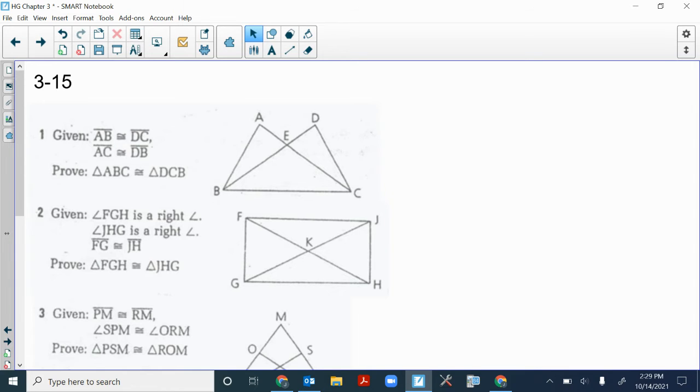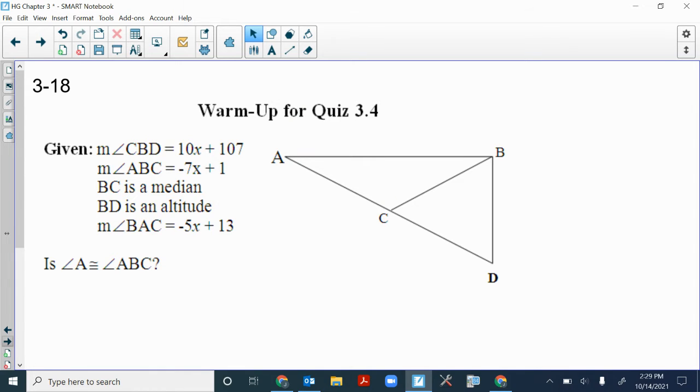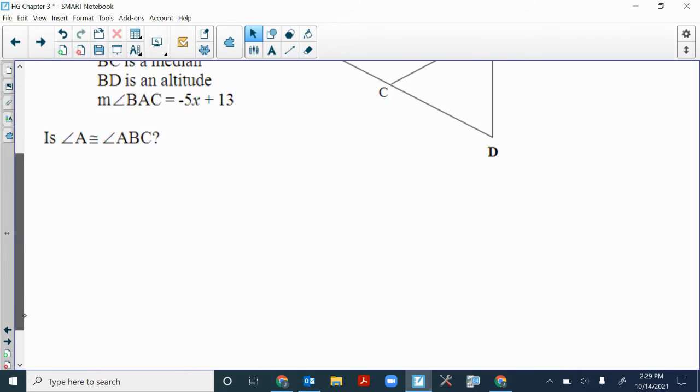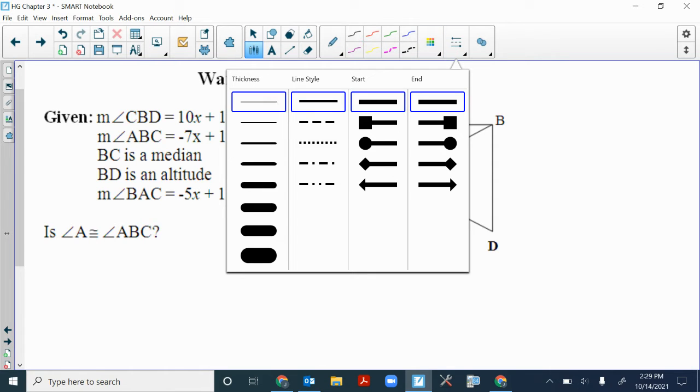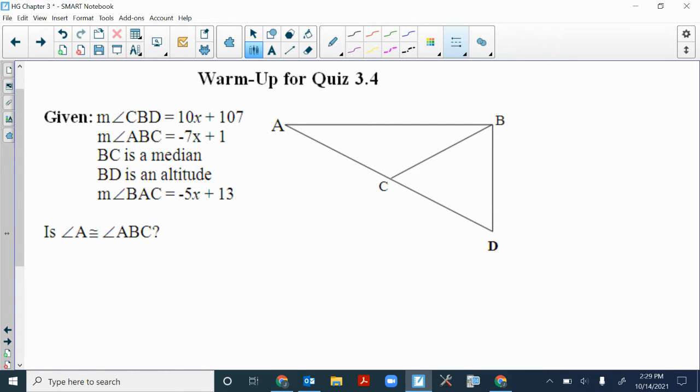Okay, so now the next thing, we're going to skip a couple pages and go to page 18, and we're going to go ahead and try this warm-up. I'll work through this one with you guys, but I would recommend pausing the video and then trying it on your own, and then coming back and seeing if you got it right. But I will work through it just in case you have issues.